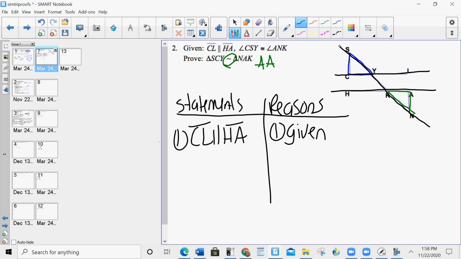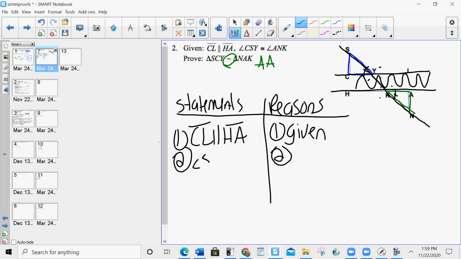Where does the transversal hit the parallel lines? At Y and at K. Which of those angles are the angles of a triangle? That one and that one. I color the inside. Are they both inside? Are they both outside, or 1 and 1? They're both outside, so those are alternate exterior angles. If they were both inside, it would be alternate interior angles. If it was 1 and 1, it would be corresponding angles.